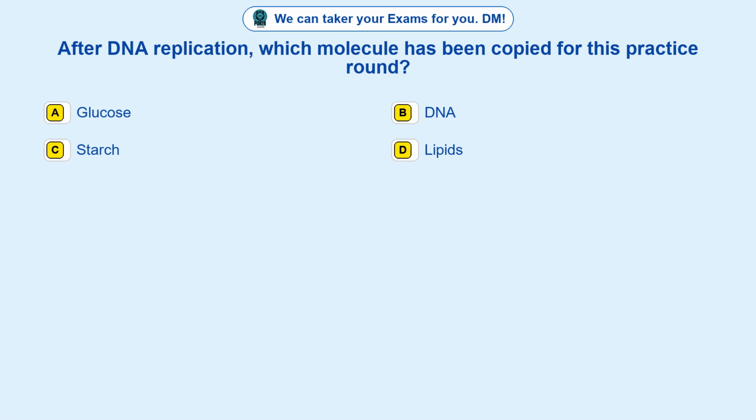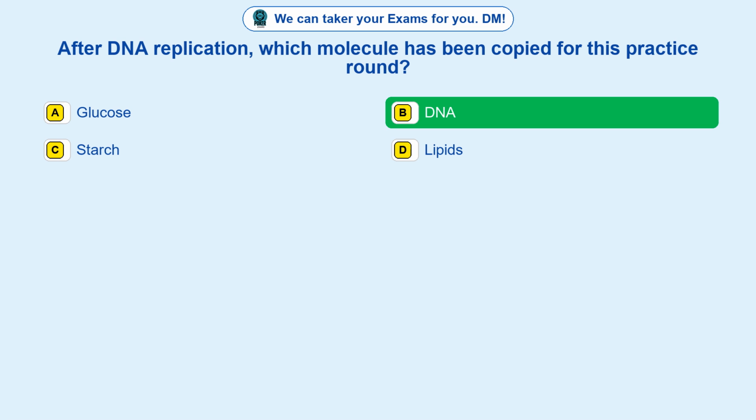Question 3. After DNA replication, which molecule has been copied for this practice round? Option A, glucose. Option B, DNA. Option C, starch. Option D, lipids. The correct answer is option B.